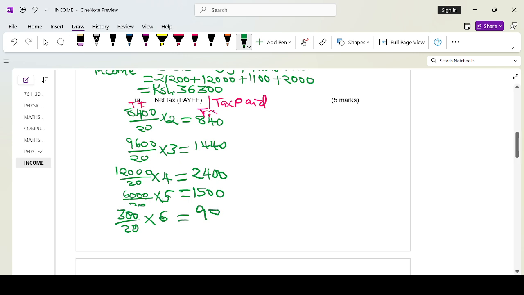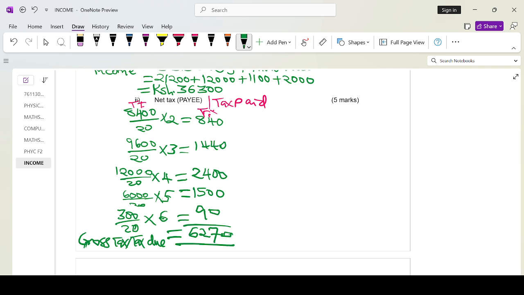Now, learners, this is your tax. What do you get when you add the summation? When you add the summation, you're going to get 6270. This 6270 you've gotten, learners, is what is called the gross tax, or the tax due, or the total tax, 6270.